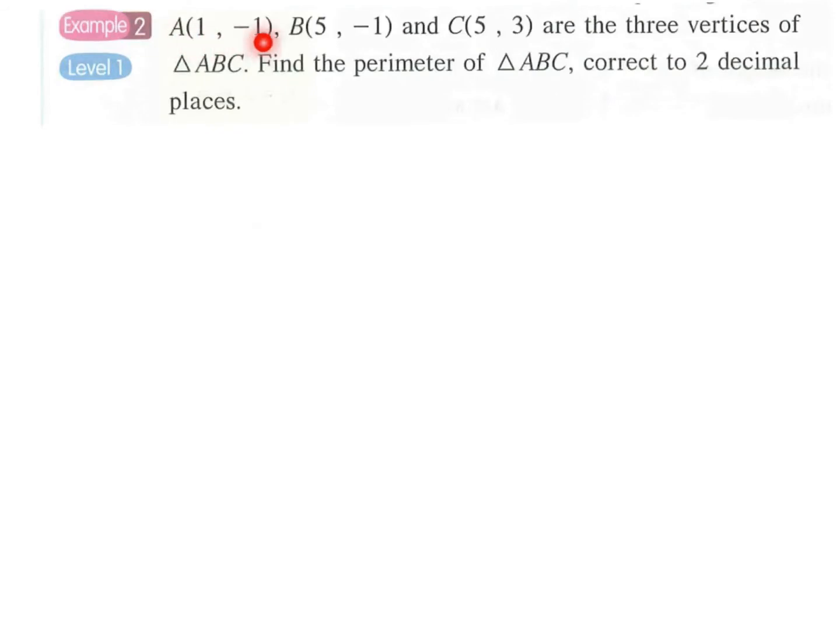Okay, example 2. A, B, C are the 3 vertices (頂點, 頂角) of triangle ABC. Find the perimeter of triangle ABC, correct to 2 decimal places. And now the first thing we need to do is probably to draw our own diagram, because in the recent trend of the public examinations, there are fewer and fewer diagrams given to the candidates, so we have to draw our own. So we have this x-axis, and this will be our y-axis.